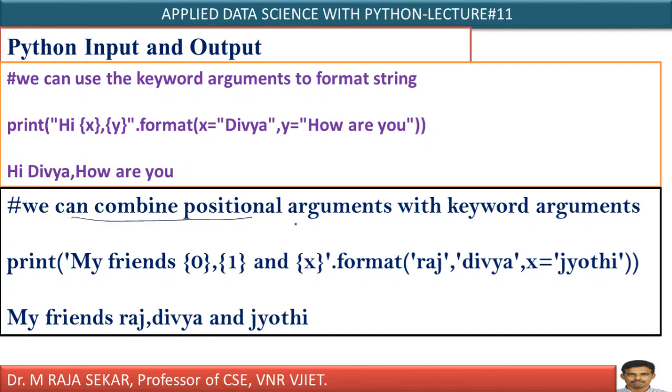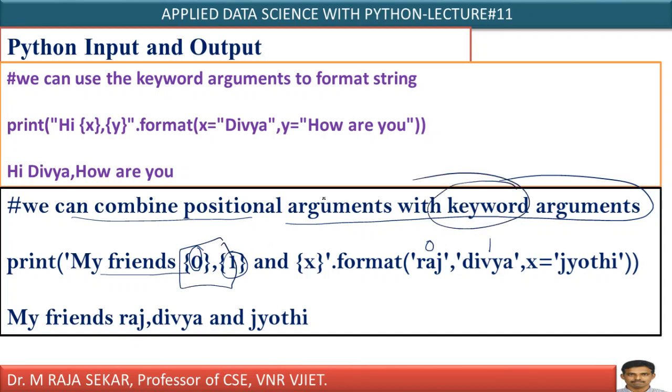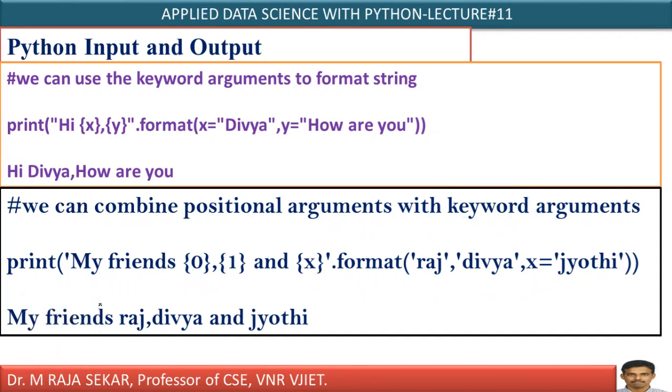We can combine positional arguments with keyword arguments. How can I combine? Just see, "my friend" {0}, {1}. 0 means positional argument, 1 means positional. 0 means what? Raj, 1 means Divya. My friend Raj, comma Divya. This is according to positional arguments. There is another concept, keyword argument. This is x, this is a keyword argument. X equal Jyoti, it is a keyword argument. This Jyoti will get displayed in the place of x. What will it display? My friend Raj, comma Divya and Jyoti, isn't it? It's a simple and straightforward technique.